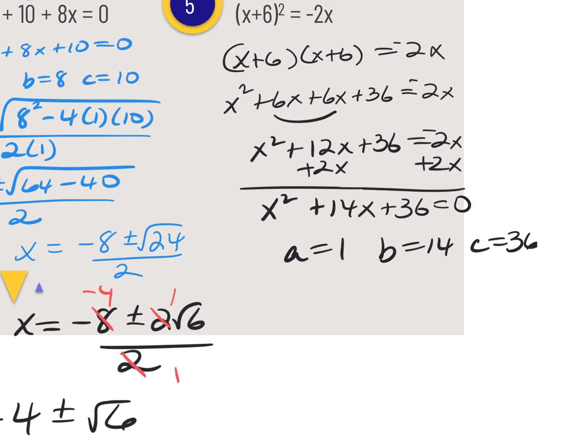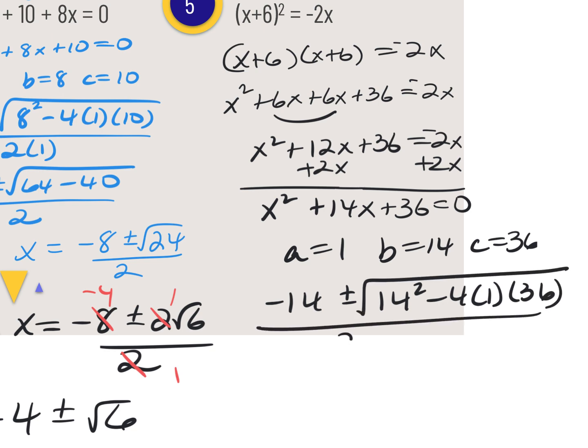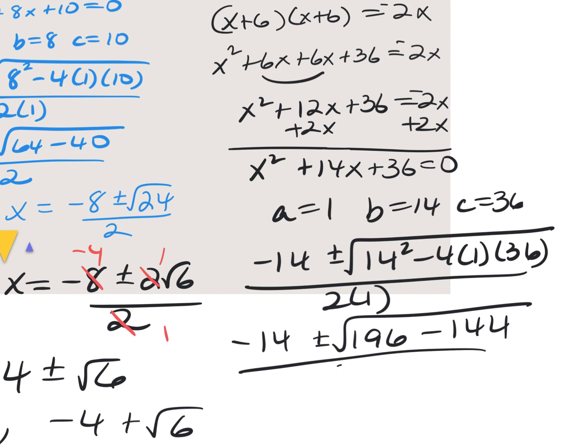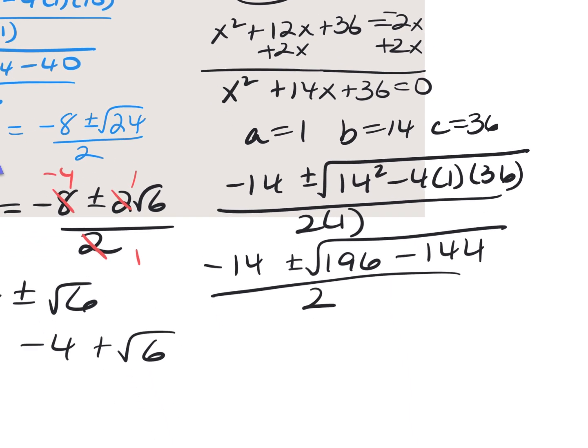So now I can plug it in. Opposite of B, plus or minus the square root of b squared minus 4ac, all under the radical, over 2 times a. Negative 14 plus or minus the square root of 14 times 14, which is 196, and then negative 4 times positive 1 times positive 36, negative 144. Do not simplify the 14 and the 2 yet. Subtract first, and I get 52.